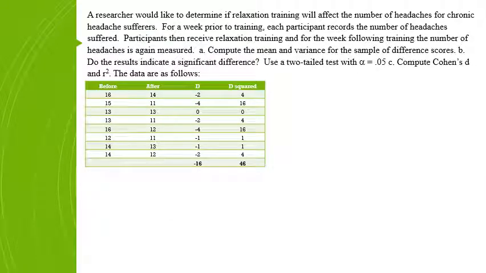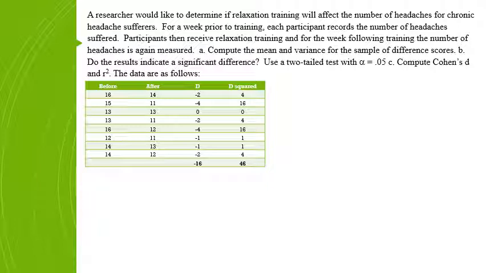All right, let's look at this problem where we're trying to determine if relaxation training will affect the number of headaches. So you have 8 participants, and they're going to record the number of headaches they suffer, and then they're going to receive relaxation training for a week, and then they're going to record the number of headaches again. So we're going to compute the mean and variance, and then we're going to determine if the results indicate a significant difference. We're going to use a two-tail test with alpha equal 0.05, and we're going to compute Cohen's d and R squared. So the data you're given is before and after scores.